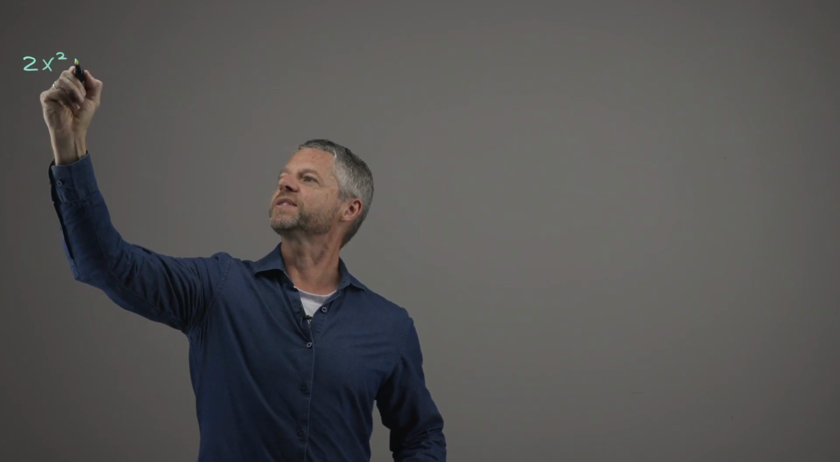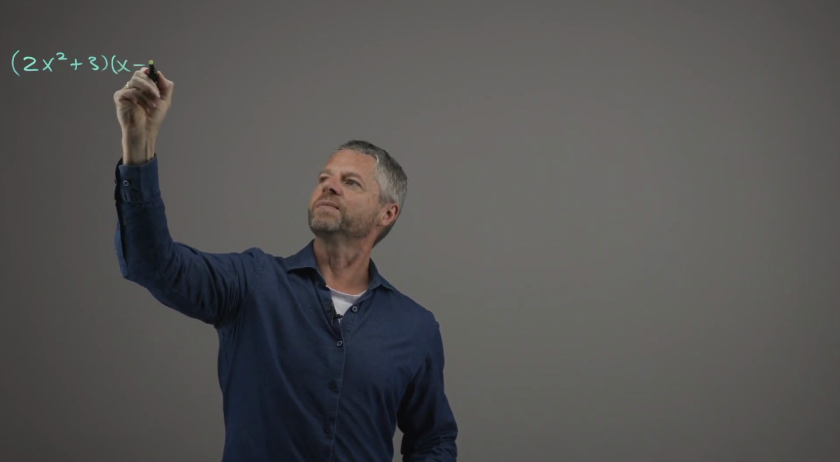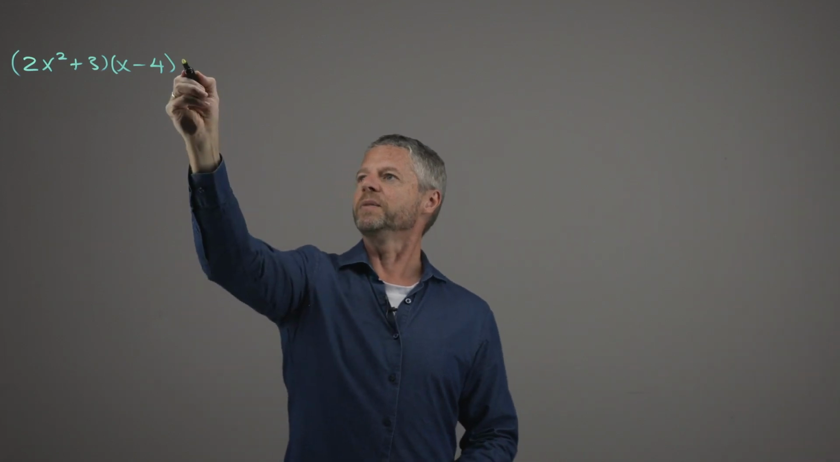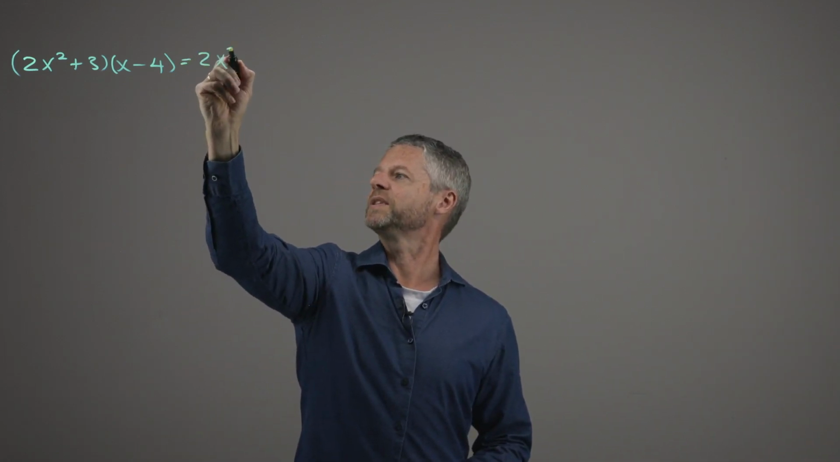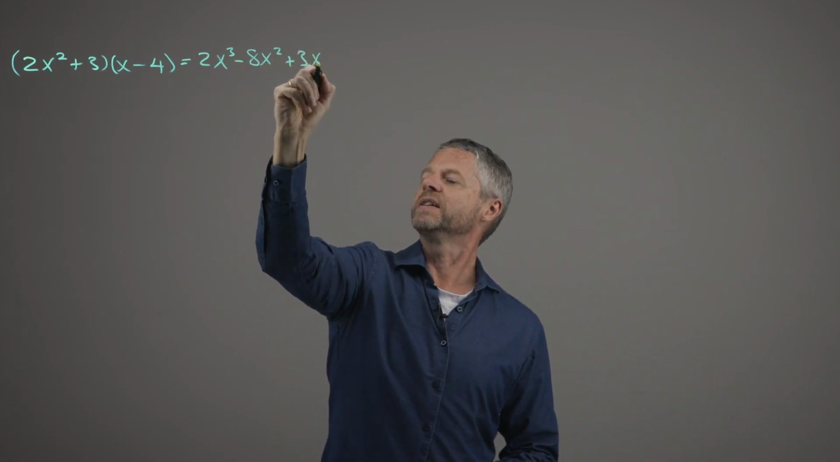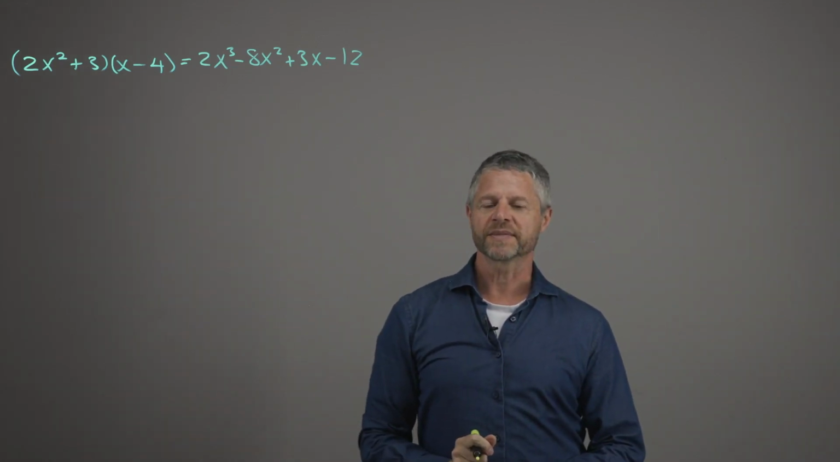So in video number 10 in this series we talked about multiplying polynomials to get another polynomial. So as an example, if we take 2x squared plus 3 and multiply it by x minus 4, so I'm multiplying two polynomials together, I obtain 2x cubed minus 8x squared plus 3x minus 12, and that's another polynomial.